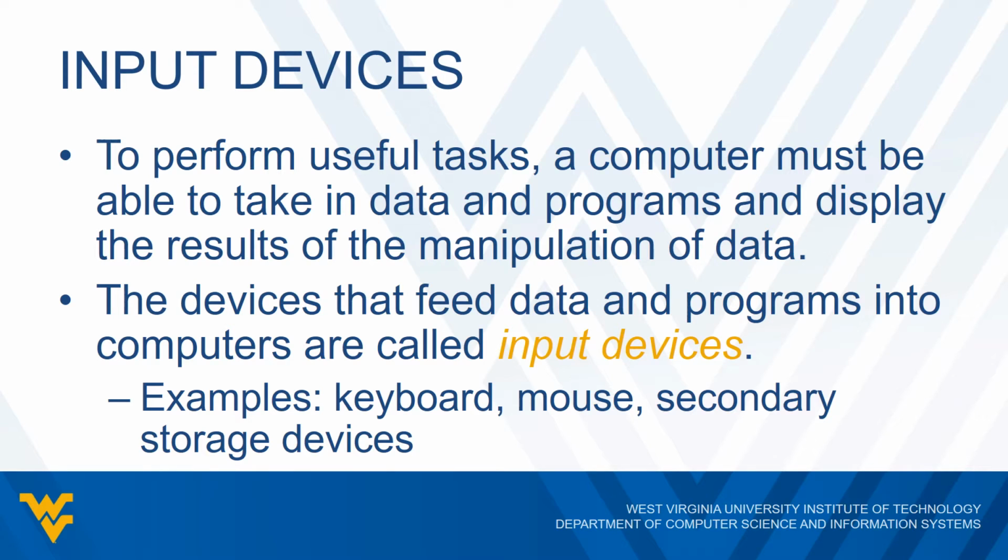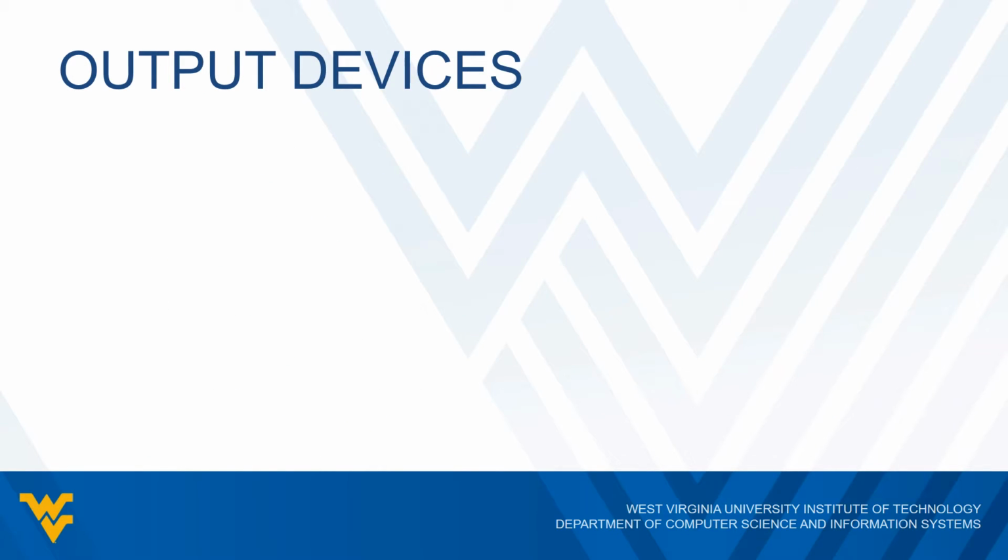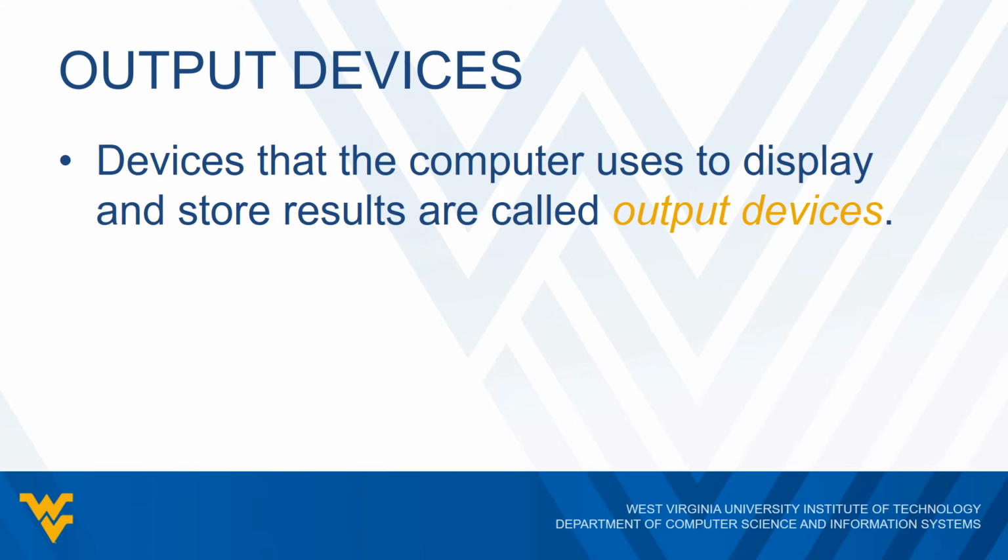Now, the devices that the computer uses for displaying these results or even storing results are called output devices. So when your program is running and there are some outputs or some type of result, maybe you're displaying that or maybe you're storing that, but these would be considered output devices.